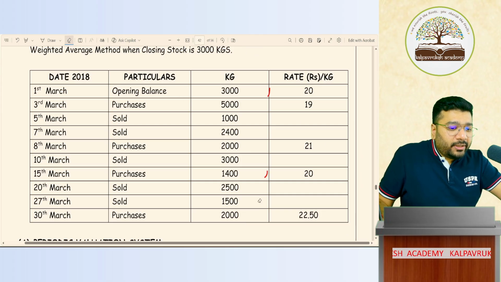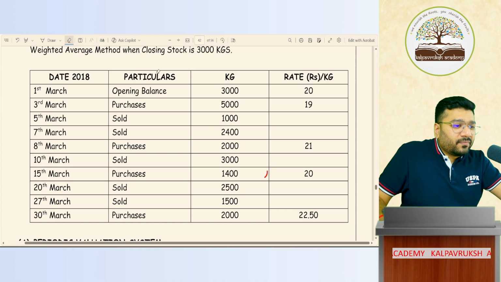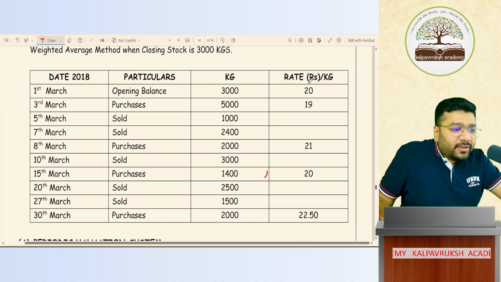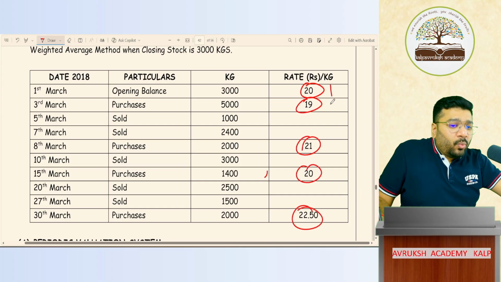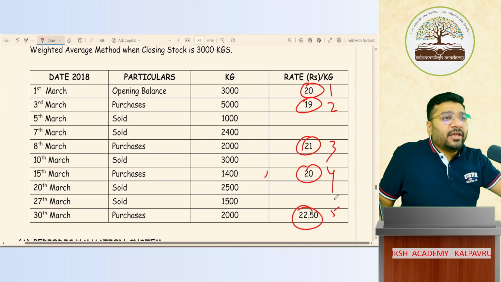Simple method, how will you do it? All the rates, opening rate, purchase order rates, take them all together. How many values in total? 1, 2, 3, 4, 5. You have taken 5 rates, no?